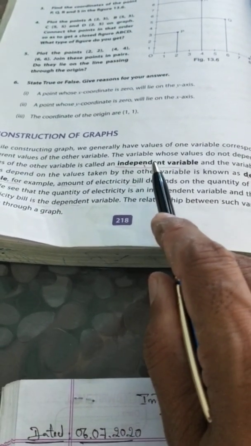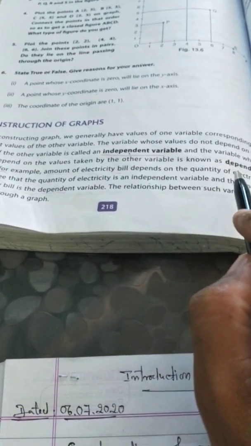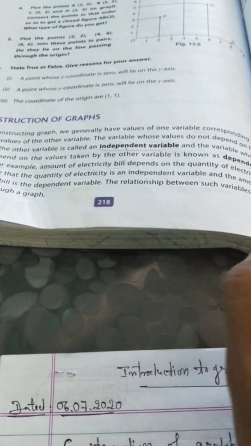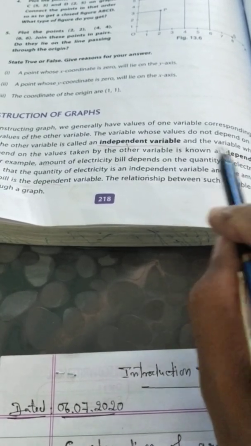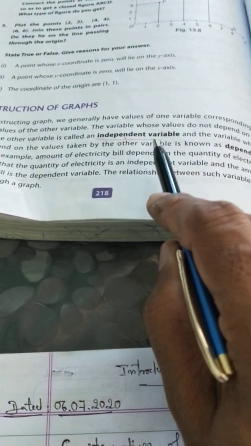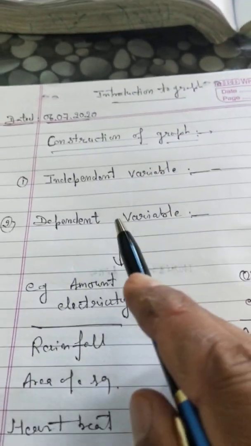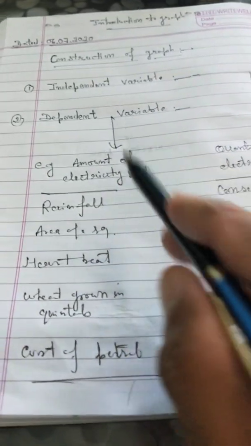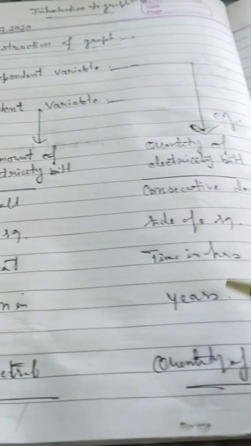For independent variables, the values do not depend upon the values of the other variable, but the value of one variable depends upon the other variable, that is called dependent. That is why the dependent variable is represented along the y-axis and the independent variable along the x-axis. Now I go for the first question of the second worksheet, construction of graph, independent variables and dependent variables. I have taken some examples of dependent and independent variables.